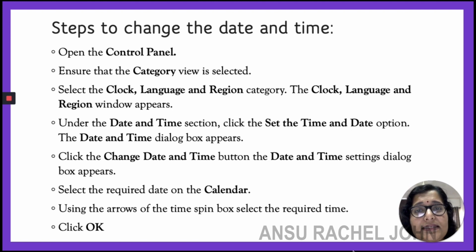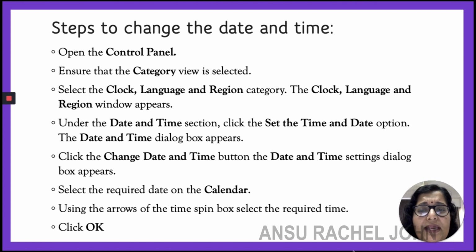Under the date and time section, click the set the time and date option. The date and time dialog box appears. That is, you have to look for the date and time section. In that, look for the set the time and date option. When you click it, you get the date and time dialog box. The box that appears is called a dialog box.